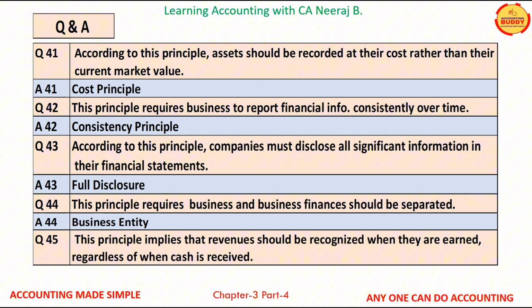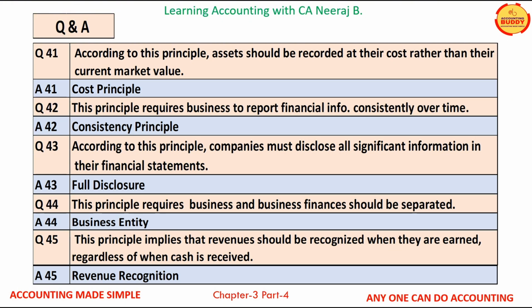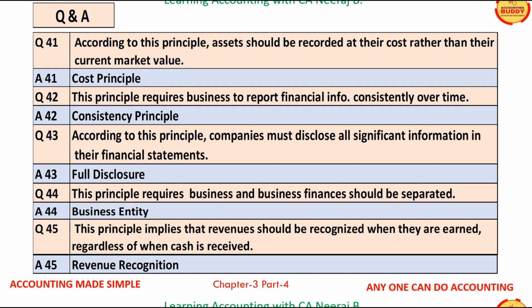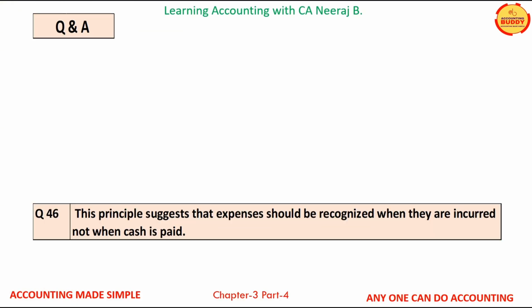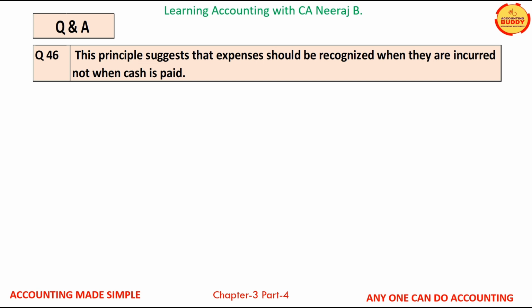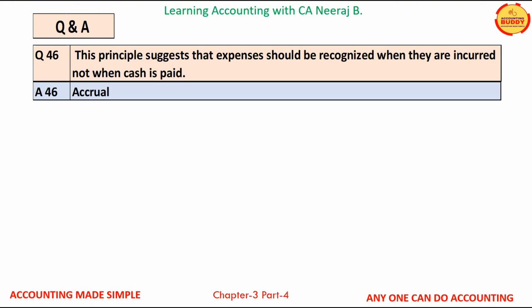Question number 45. This principle implies that revenue should be recognized when it is earned regardless of when the cash is received. The answer is revenue recognition principle. Question number 46 on your screens is, this principle suggests that expenses should be recognized when they are incurred and not when the cash is paid. The answer is accrual principle.